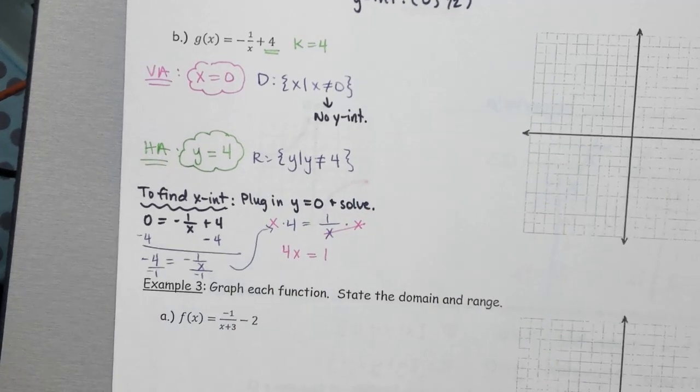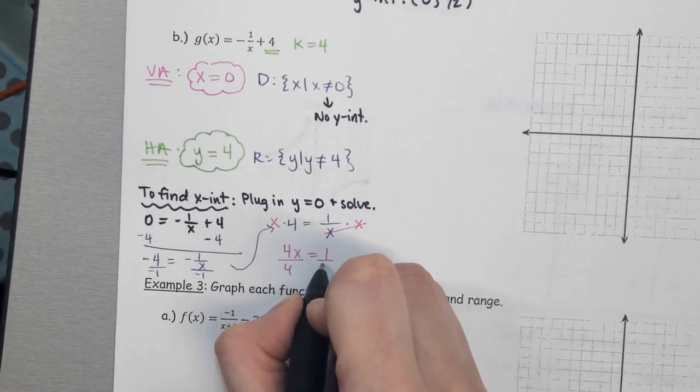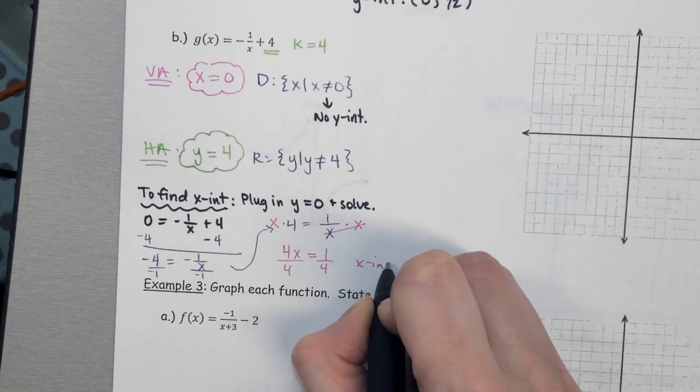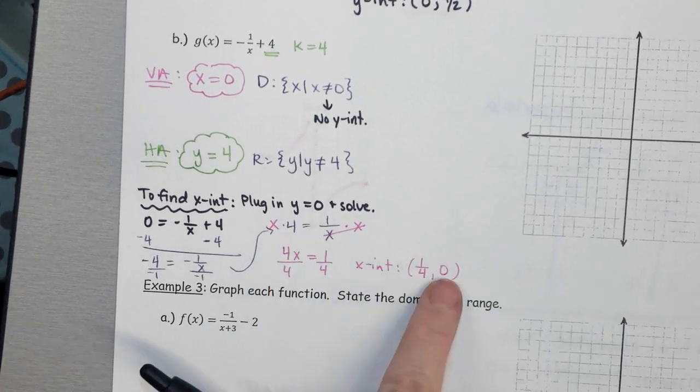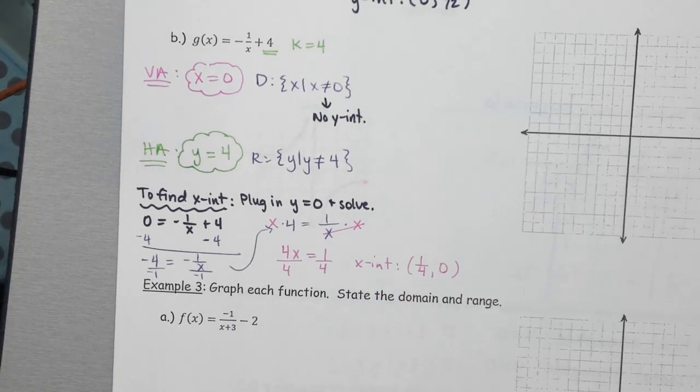Okay, so then what would my value of x be? 1/4. So my x-intercept is going to be 1/4, comma 0. You plugged in 0 for y, this was your x.